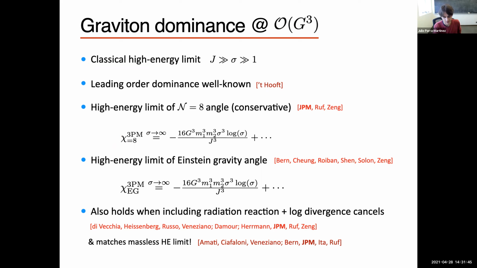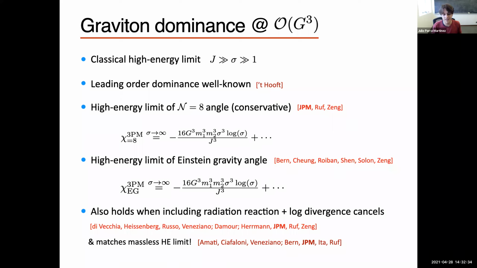There's something interesting, which is that at G cubed, if you calculate the scattering angle in n equals 8, sorry, there's a typo here, and in Einstein gravity, it's actually universal at high energies. As a leading order, this is well known. There's a famous paper by 't Hooft where he shows that essentially tree-level dominates the high energy limit of the graviton amplitude for any theory. It's the same. What we found is that in the conservative case, it works. If you restrict to conservative, there's a log divergence. If you include radiation, this log divergence goes away, and it's actually still universal. And it matches all results by Veneziano, Amati, Ciafaloni, where they calculate this for massless scattering. So as expected, high energy scattering of massive particles just becomes massless scattering, and it's universal.